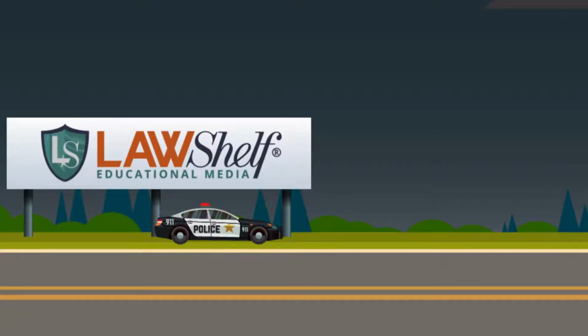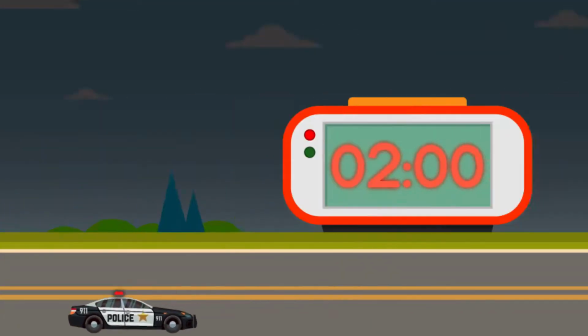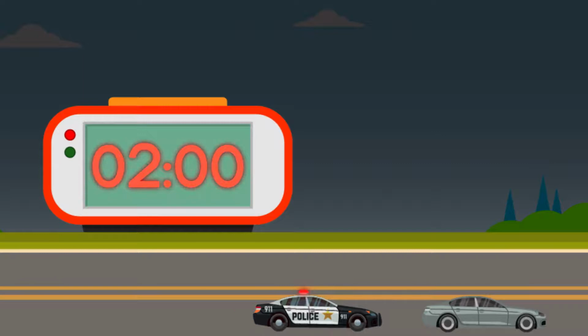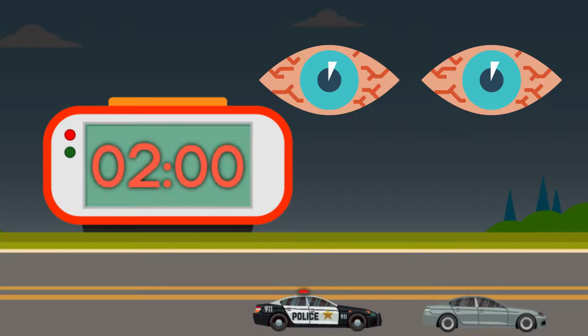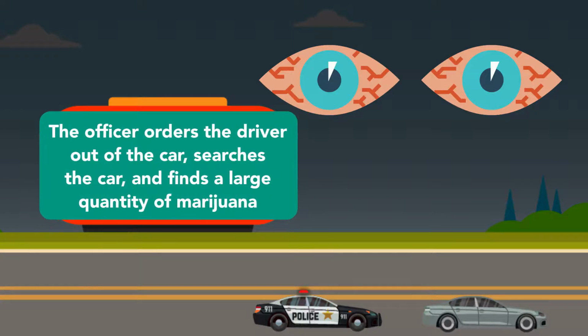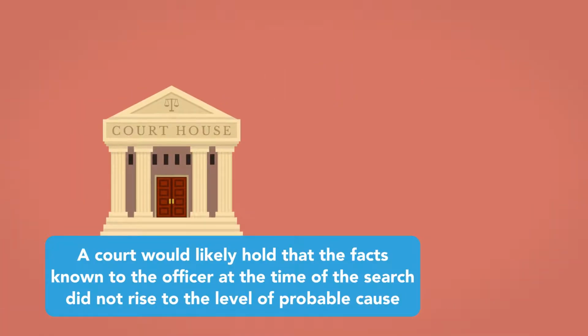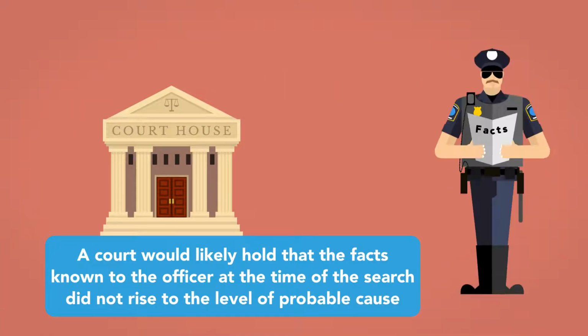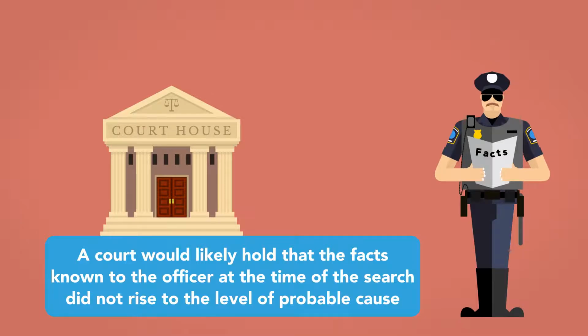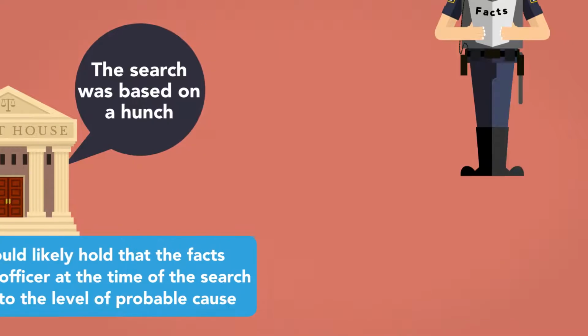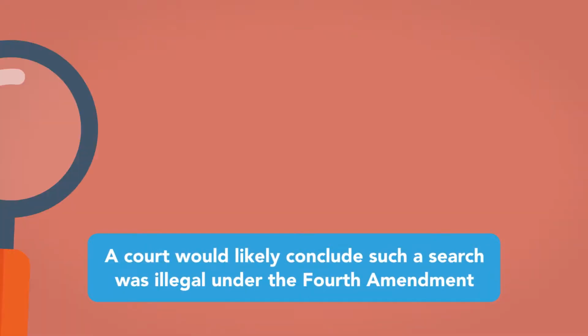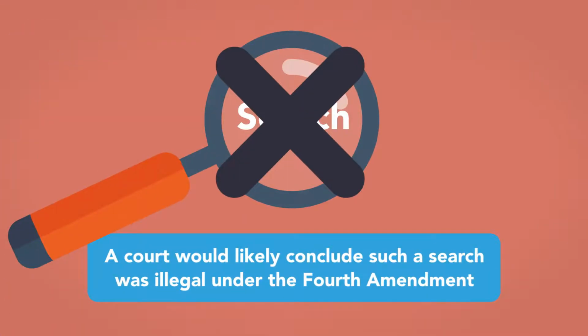Assume an officer notices a car speeding down a residential road at 2 o'clock a.m. After the officer pulls the vehicle over, the officer notices that the driver has red and glassy eyes. The officer orders the driver out of the car, searches the car, and finds a large quantity of marijuana. A court, after considering the totality of the circumstances, would likely hold that the facts known to the officer at the time of the search did not rise to the level of probable cause, and the search was based on a hunch. As such, a court would likely conclude that such a search was illegal under the Fourth Amendment.